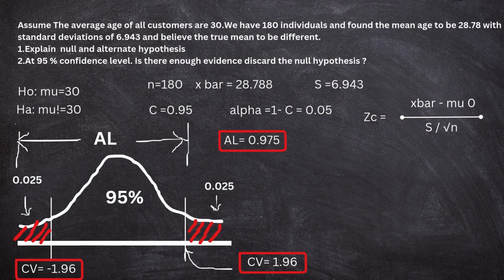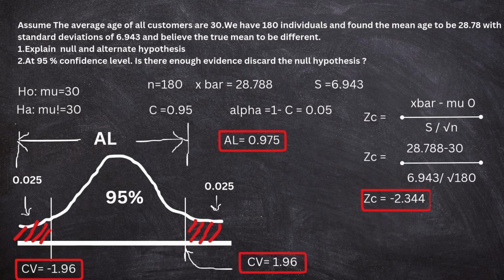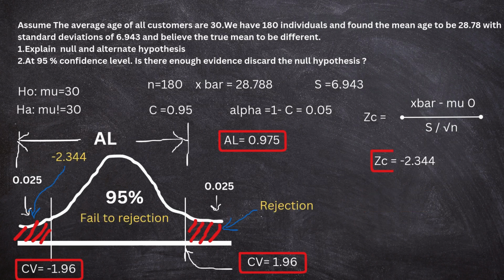The formula that we are going to use to get our calculated z-value is the sample mean minus the mean of the null hypothesis, divided by the sample standard deviation over the square root of n. Here we could apply the values to this formula. After solving this calculation, we get the calculated z of minus 2.34. Now we need to know where the z-value falls in this area. The region that is not shaded is the fail to reject region, and the red shaded area is the rejection region. Our z-value of minus 2.34 is somewhere in the rejection region.